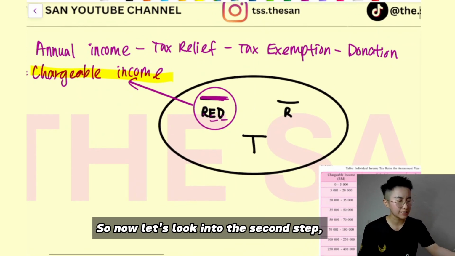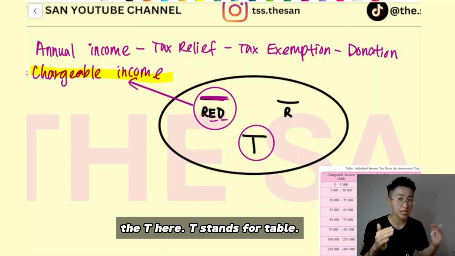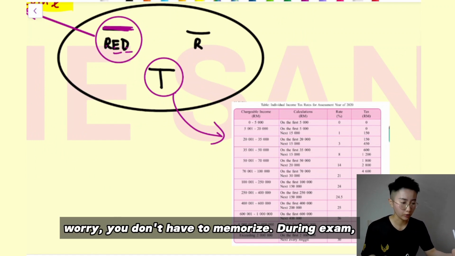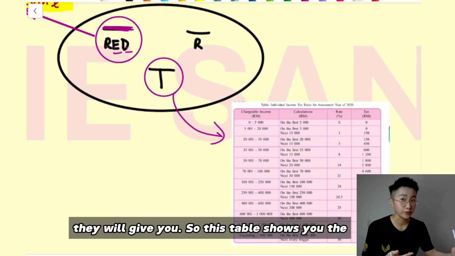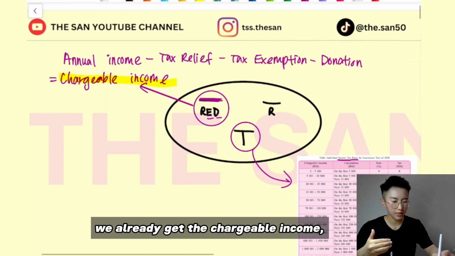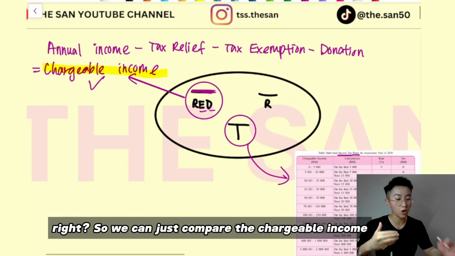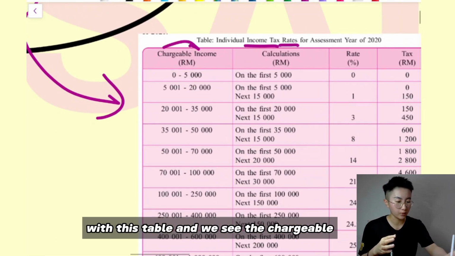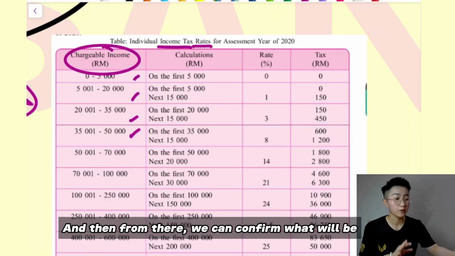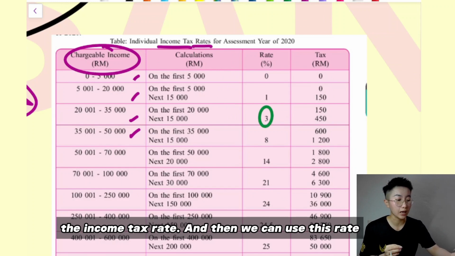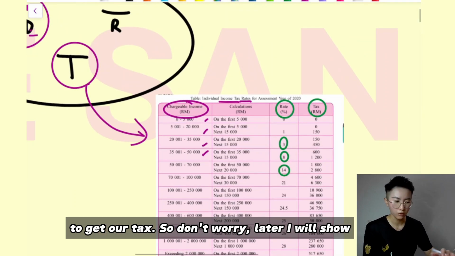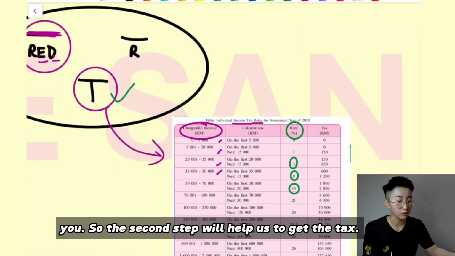Now let's look into the second step, the T here. T stands for table. This table will be given in your exam paper, so don't worry, you don't have to memorize it. During the exam, they will give it to you. This table shows the rate of the income tax. From the first step, we already got the chargeable income, right? So we compare the chargeable income with this table and see which range it falls within. From there, we can confirm the income tax rate, and then use this rate to get our tax. Don't worry, later I will show you. So the second step helps us get the tax.